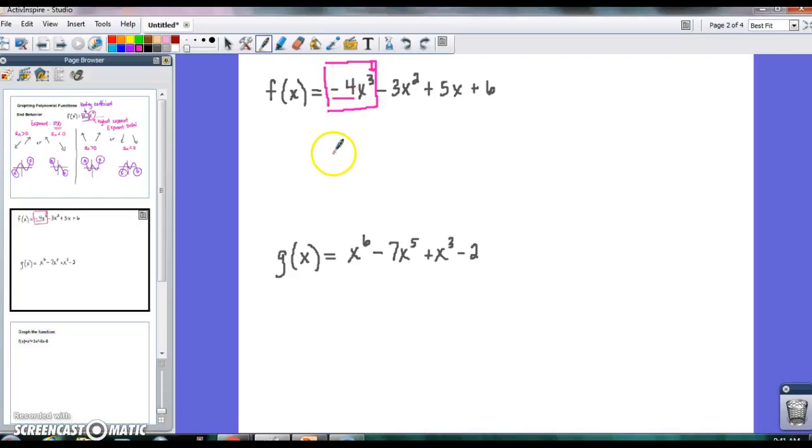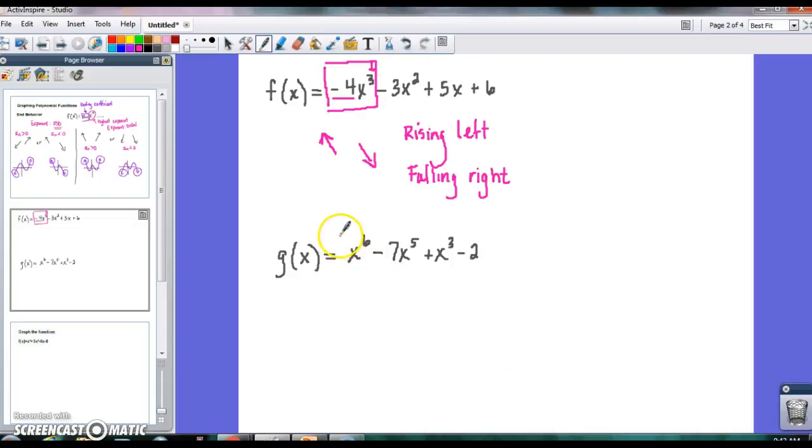So for this graph, the end behavior, all I have to do is show it with arrows. I don't even have to write anything. Just show with arrows what the end behavior is. If you want to write it out, you can say rising left, falling right. Or just draw the arrows. That's really all I need to see, is that you understand what's happening on the ends.